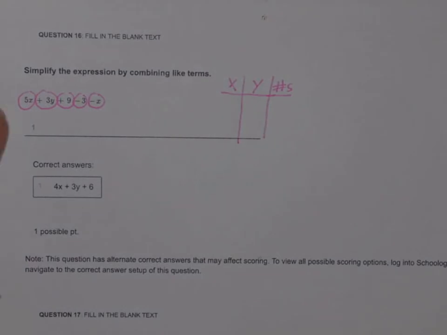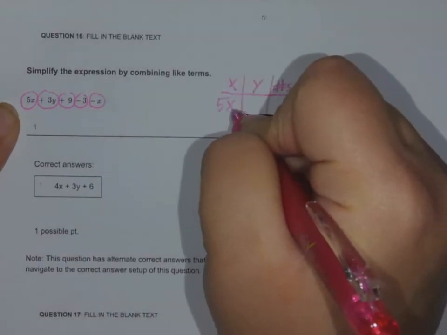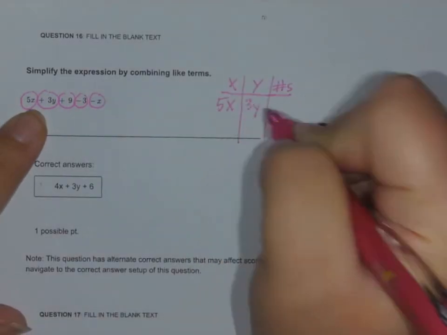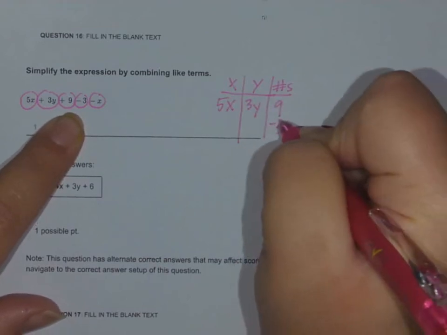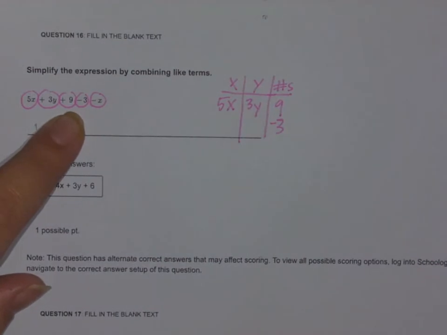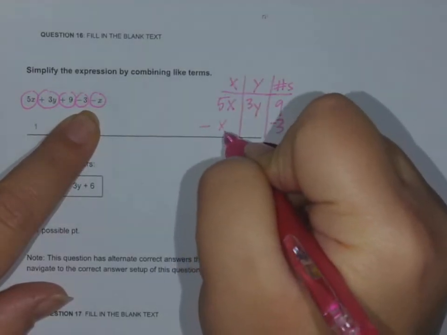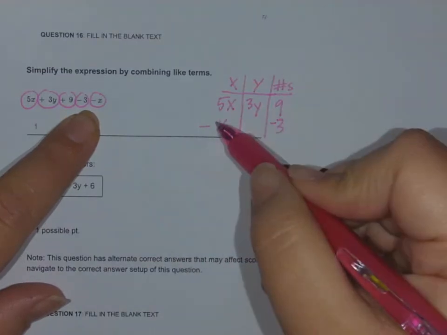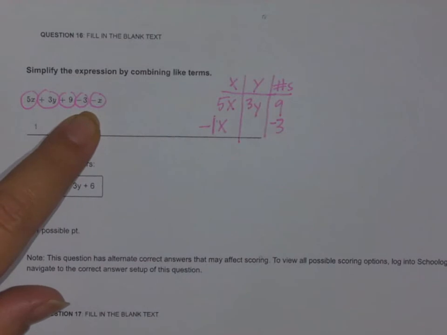So now I separate them. The 5x goes in the x column. The 3y goes in this one. 9 is a number. -3 is also a number. And yes, we always keep that. You're going to say, well, isn't that a subtraction sign? And yes, it is. It's also a negative. They are the same thing. So you need to keep that sign with it. And then you also have a -x. Now, if you remember, anytime there is no coefficient, there's always an invisible 1 for your coefficient right there.